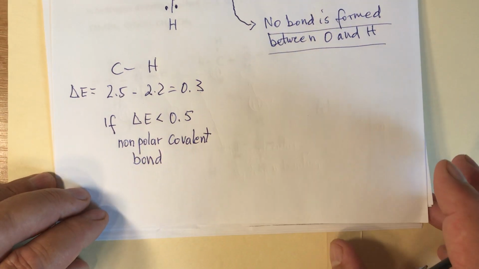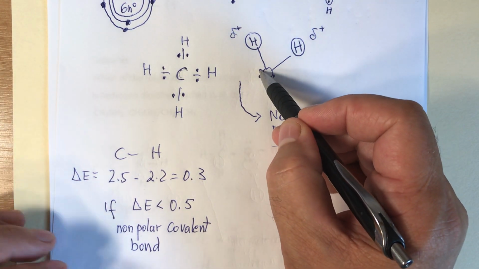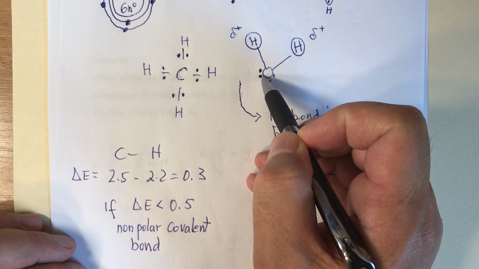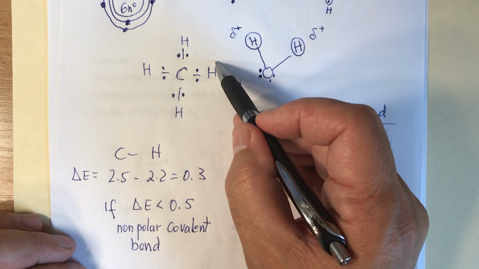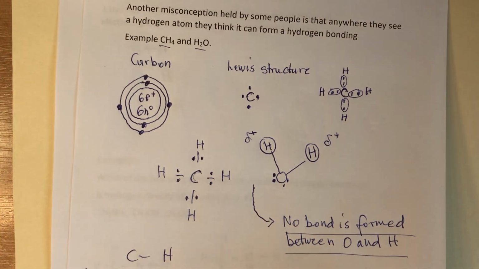If you bring a water molecule close to the methane, and you have a lone pair of electrons here, the hydrogen in methane is not attracted to this lone pair because there is no positive charge on this hydrogen. So no bond is formed between oxygen and hydrogen.